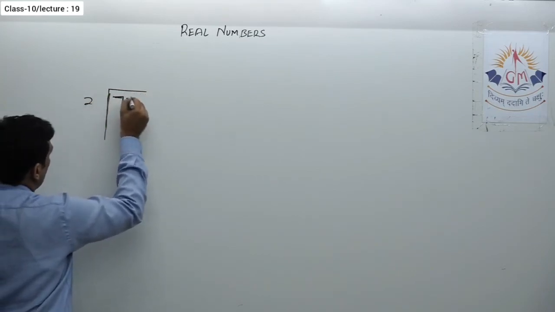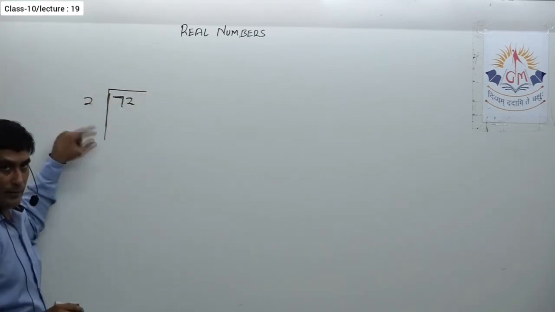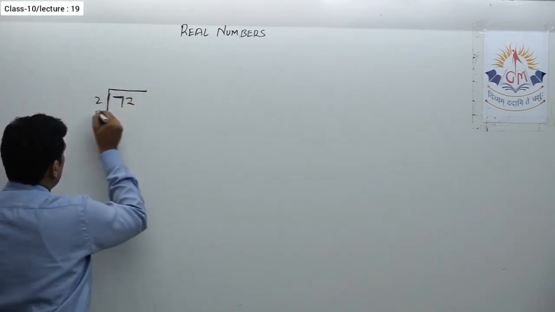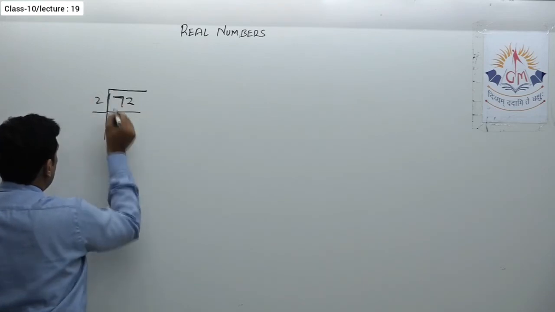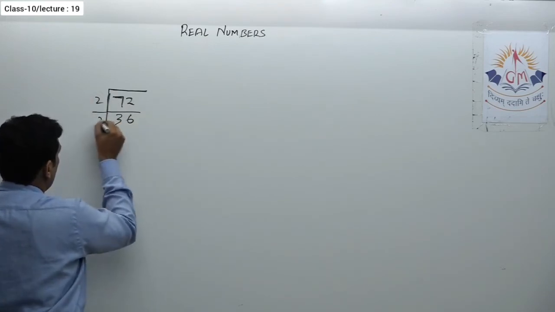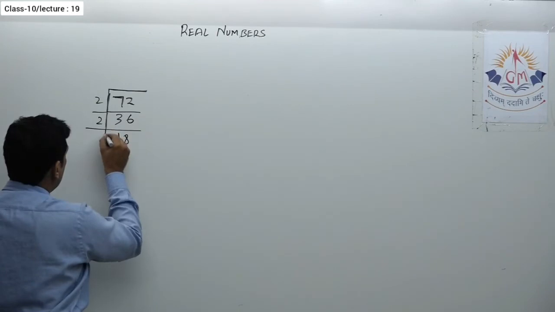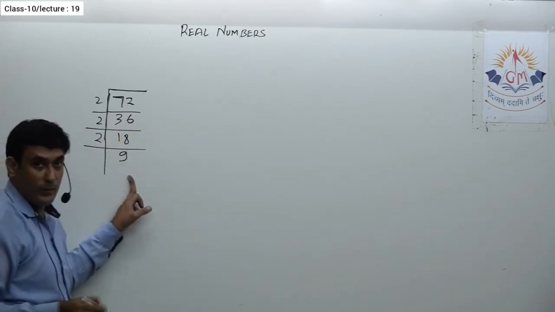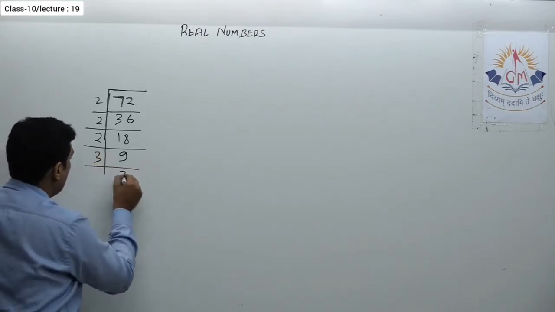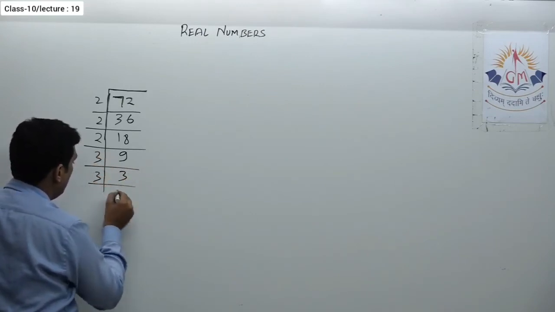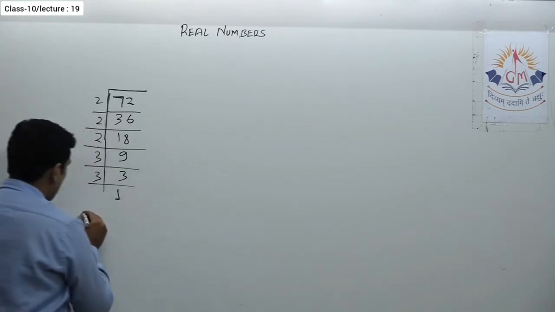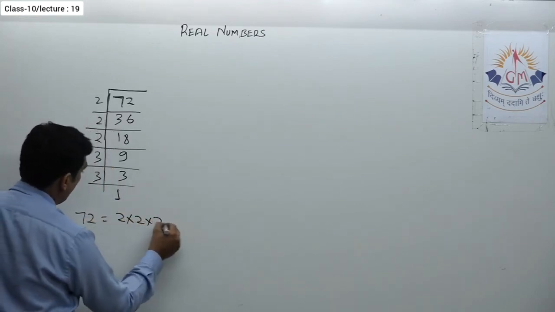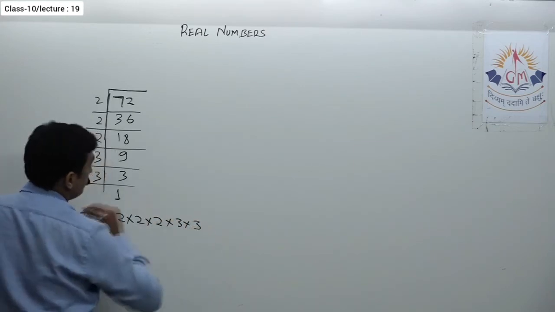Definitely we'll start with 2, the smallest prime, as it is divisible by that. So here I'll get 36, then again if I divide by 2 I will get 18, and again if I divide it by 2 I will get 9. Now it is not divisible by 2, so 3, then 3, and then 1. So I can write 72 is equal to 2 multiplied by 2 multiplied by 2 multiplied by 3 multiplied by 3.